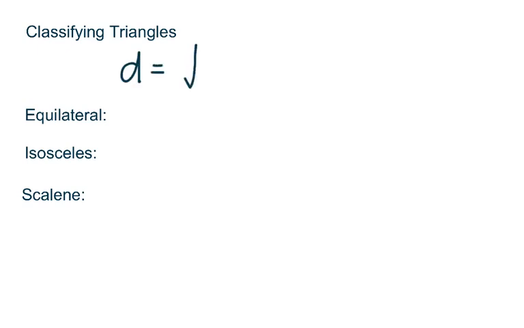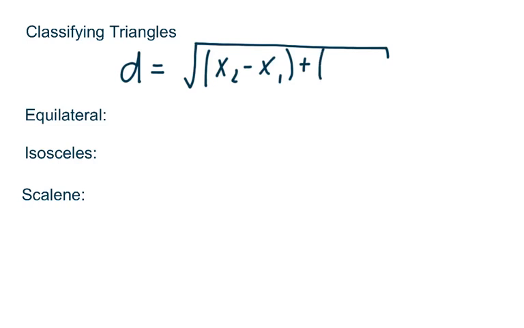So our distance is equal to the square root of (x2 minus x1) squared plus (y2 minus y1) squared. So this distance formula will help us find the length of our side. So we'd have to apply that 3 times to find the length of each side of the triangle. But once we have that, we can easily classify based off of our answers.